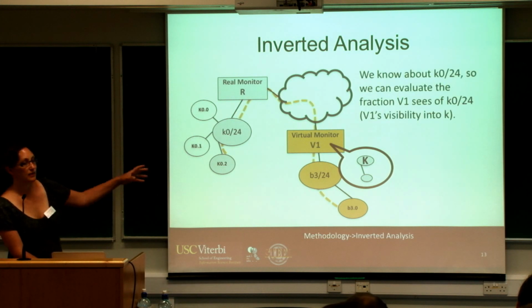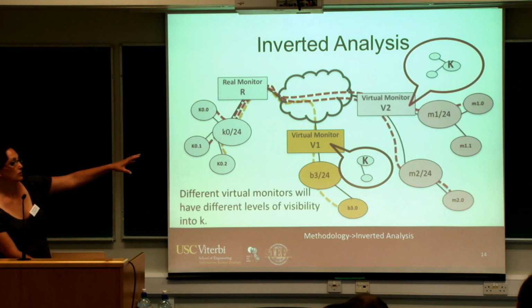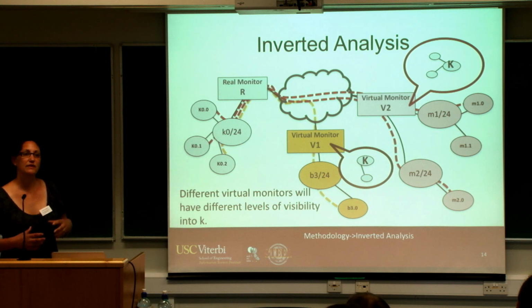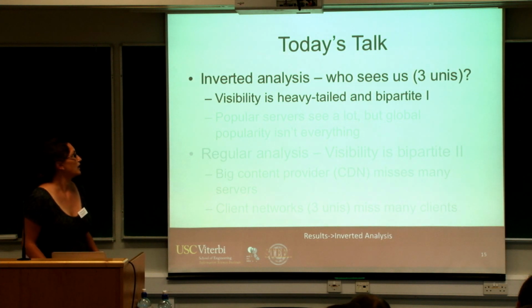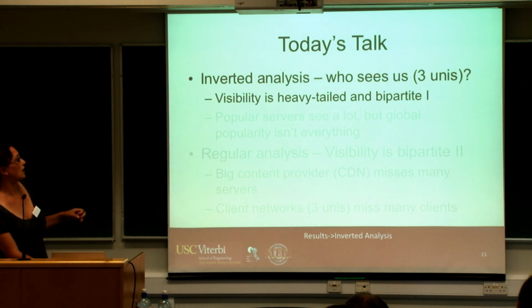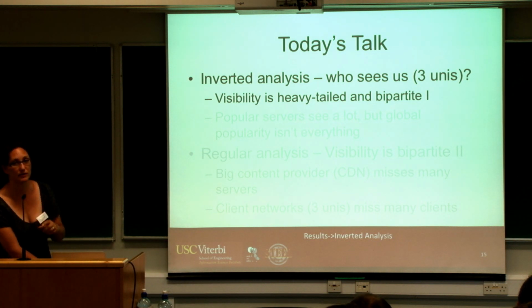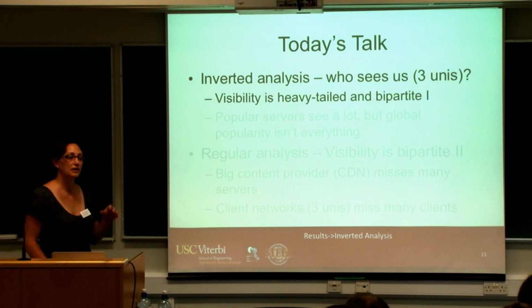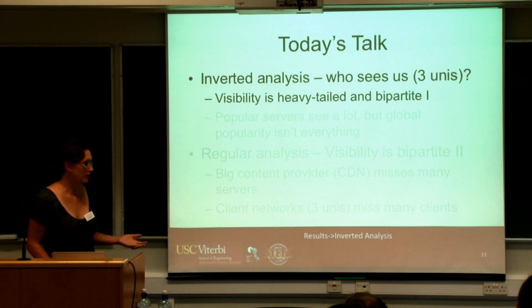So for example, V1 has this viewpoint of what the K network looks like, and V2 has a different view of what the K network looks like. So neither one has complete visibility into the K network. We use this inverted analysis, and I'll give you 2 results from this. First, that visibility is heavy-tailed and bipartite, and second, that popular servers see a lot, but that's not everything. Having a popular server that has popular content doesn't mean you're going to see clients everywhere.